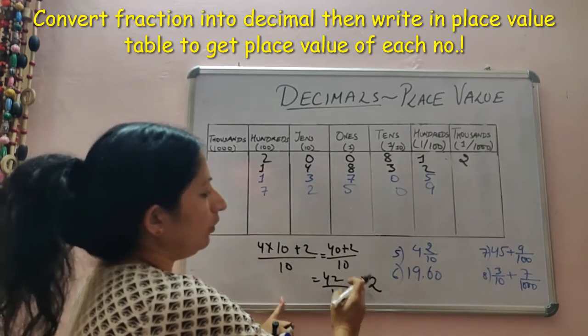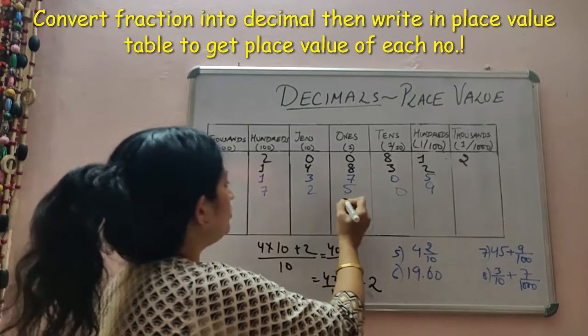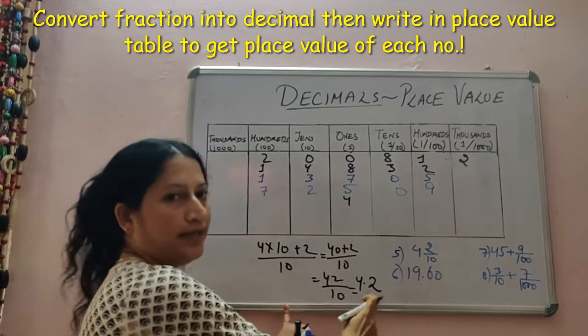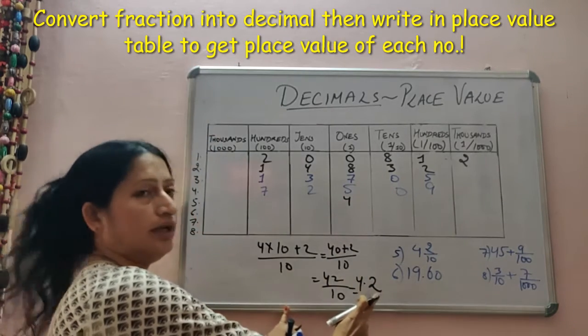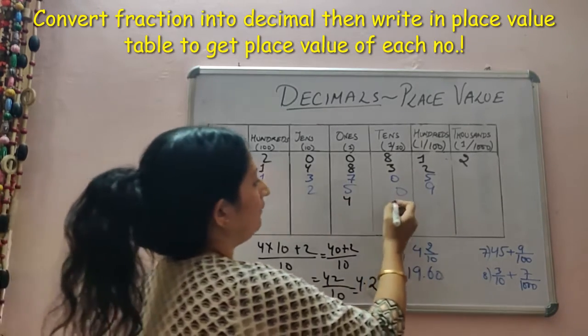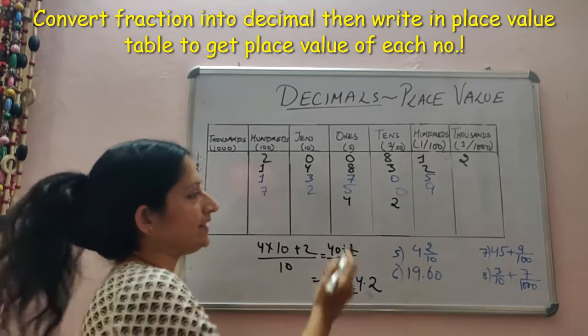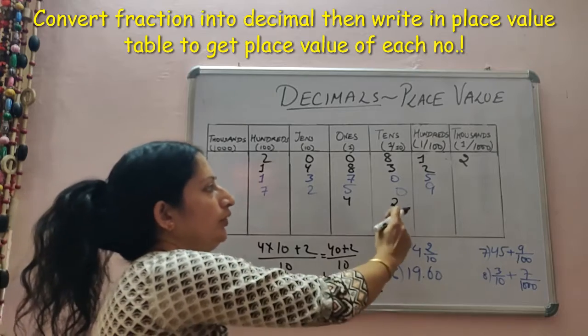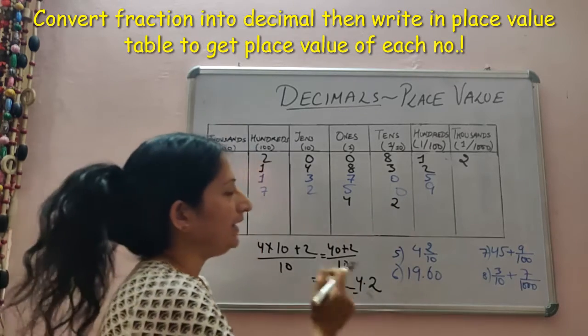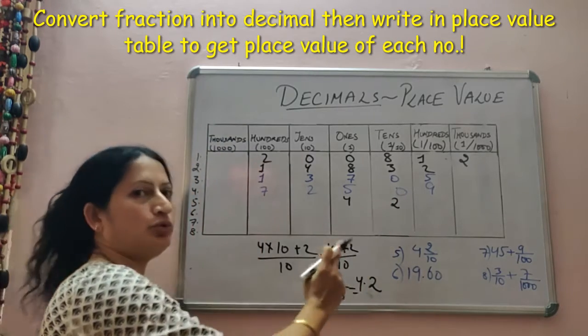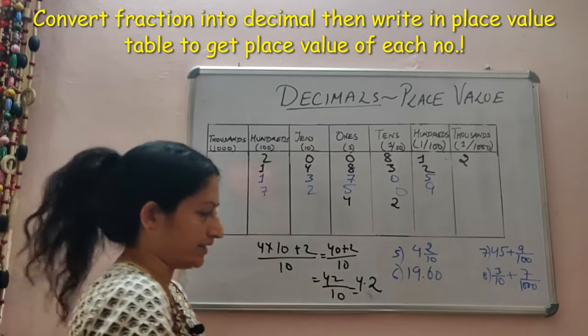How to write this here? In the whole number part we have only 4, so we will write 4 here. In the decimal part we have 2, so we will write 2 here. So 4 is in the ones place, its place value will be 4. 2 is in the 1 by 10 place, so its place value will be 2 by 10 or 2 tenths.